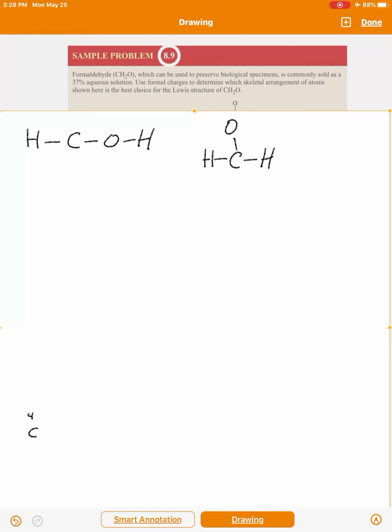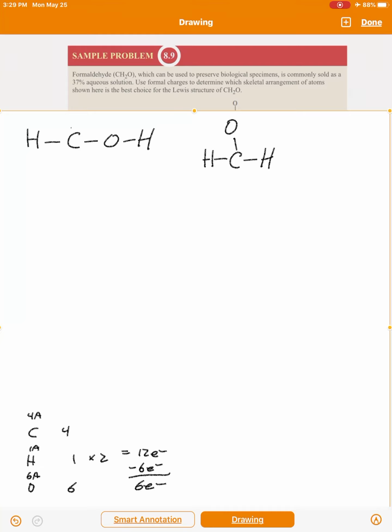Carbon is in group 4A, so that's 4. Hydrogen is in group 1A, so that's 1. And oxygen is in group 6A, so that's 6. There's 2 hydrogens, so that gives us 12 electrons. In each structure, we've already used 6. There are 3 bonds, so that leaves us with 6 electrons. So here we go. We've got 6 electrons to distribute.